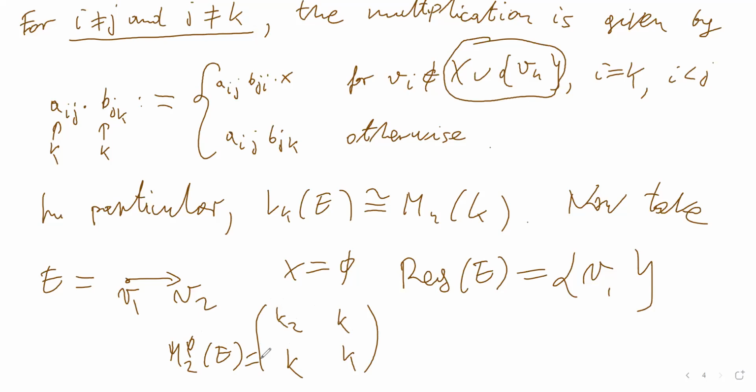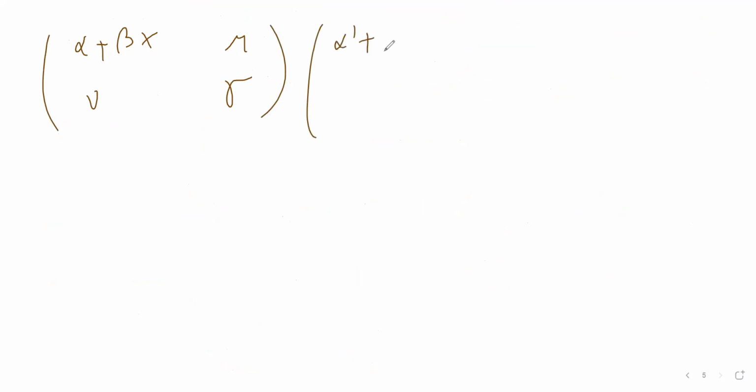So here I'm taking simply some... maybe let's do it on the next page. I have some alpha plus beta x, and here I have mu, gamma. Okay, so all these Greek letters are numbers. And now I multiply by alpha prime plus beta prime x, mu prime, gamma prime. Okay, so this is the usual matrix multiplication.